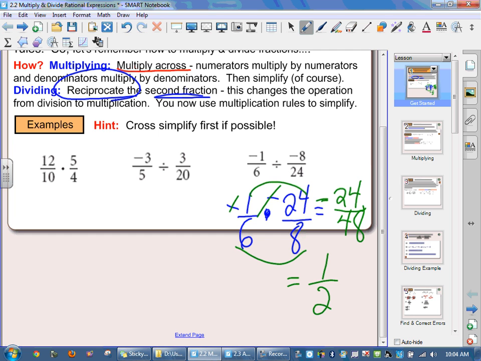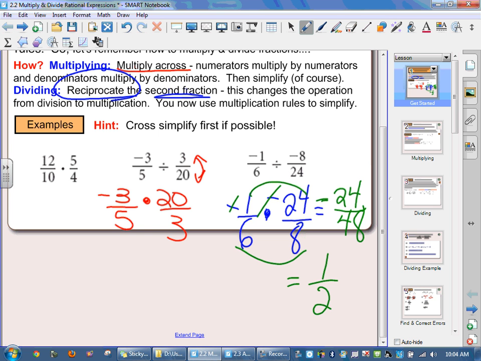Alright. Now, you're going to notice it says cross-simplify if possible. This is what I mean by cross-simplify. Let's go back to this middle one. I've got negative 3 over 5, and I'm going to times by 20 over 3, because I have to flip that one. By cross-simplify, it means look at the numbers that are diagonally away from each other. If they can reduce, do it, because it'll make the reducing part in the end easier.